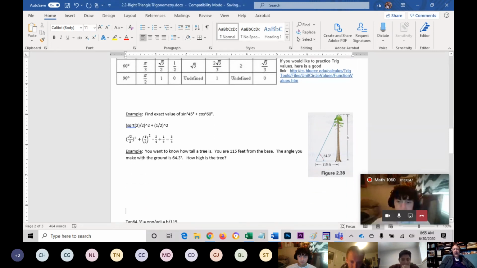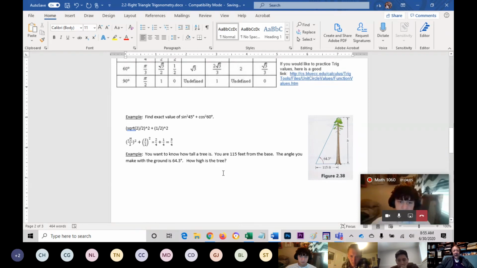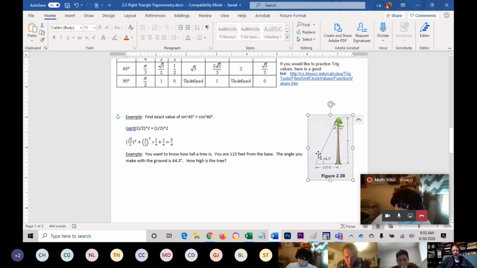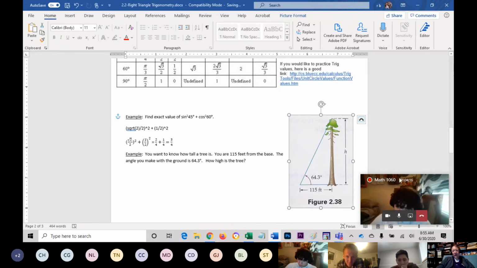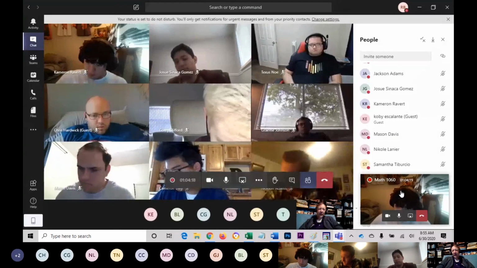All right, so this is where your trig comes in very useful. If anybody wants to become a surveyor, you're going to use trig all the time, every day. So you want to know how tall this tree is. You don't have a measuring tape that's tall enough because it's just a really tall tree. You're 115 feet from the base of the tree. The angle you make with the ground is 64.3 degrees. How high is the tree? Here, I'll try to make this a little bit bigger. Okay. So let's talk about this.